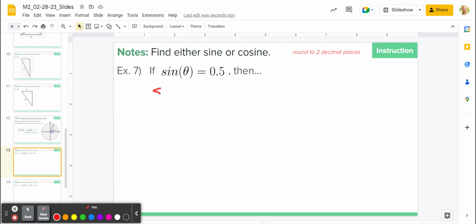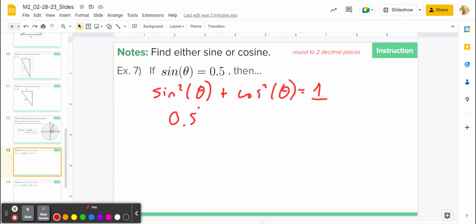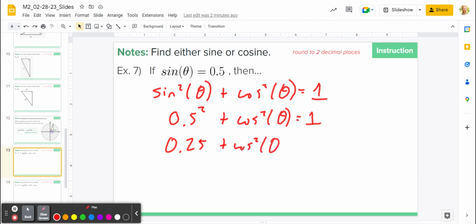So we know that sine squared plus cosine squared is equal to 1, regardless of what angle it's at. And so we know that sine is 0.5, so 0.5 squared plus cosine squared is equal to 1. We can find that 0.5 times 0.5 is 0.25 plus cosine squared is equal to 1. And we can subtract that 0.25 from both sides to get cosine alone.